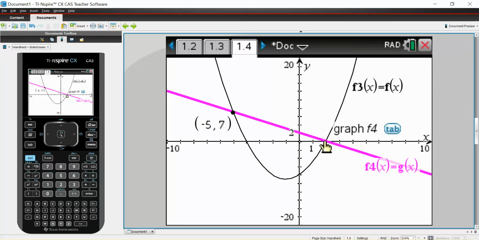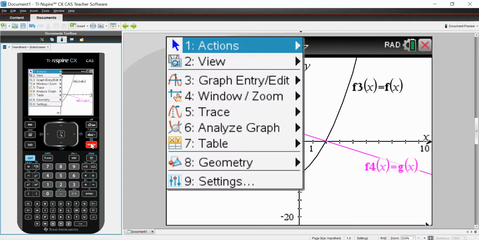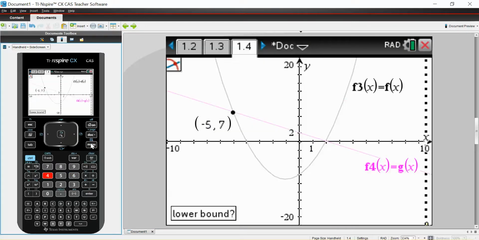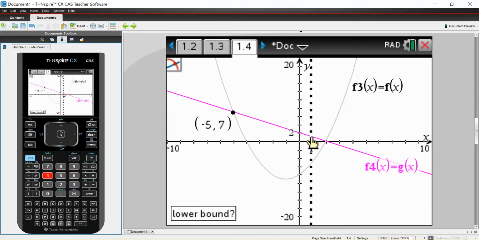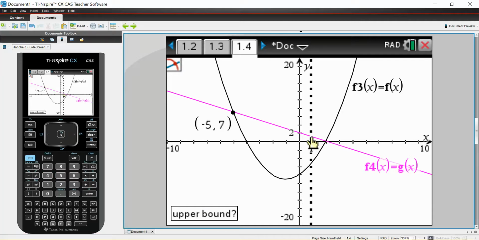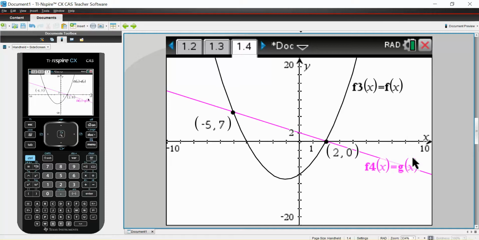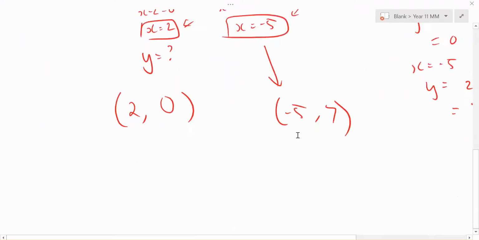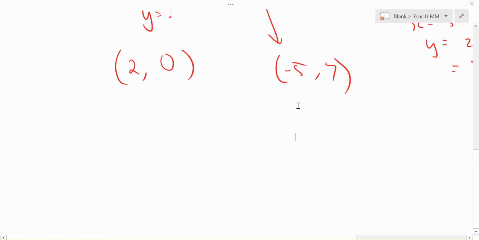True. And now I want to find this intersection here. Same thing again. Menu. Number 6 for Analyze Graph, and I want to do Intersection. Number 4. So same thing again. I go over here, just to the left of the intersection. Click once. To the right of the intersection. Click the second time. Okay, and it's 2, 0, and that's exactly what we got when we were solving for it manually. 2, 0, and -5, 7.